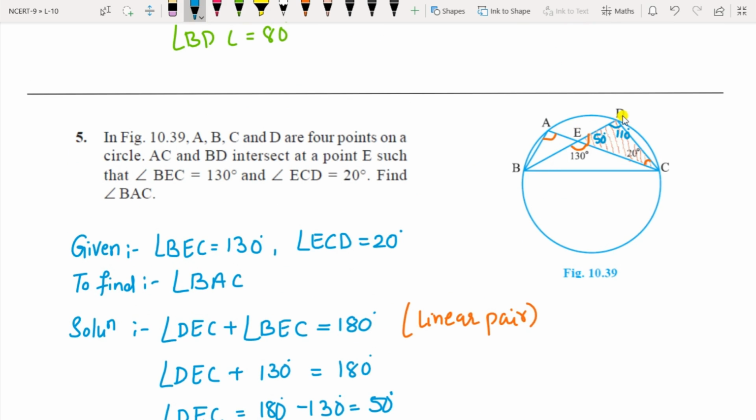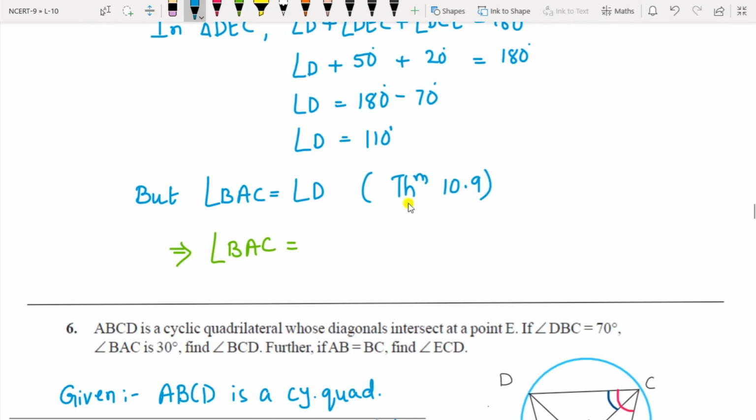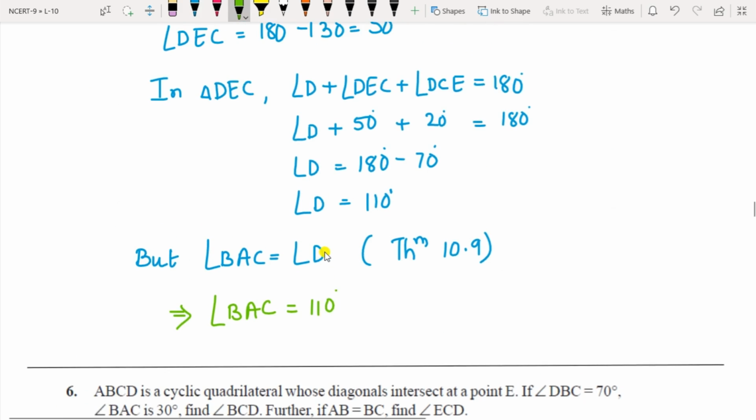Now BDC and BAC are the angles in the same segment. Therefore A will also be 110 here according to theorem 10.9. Okay, so this is equal to this. Therefore BAC will also be equal to 110. So this is the question.